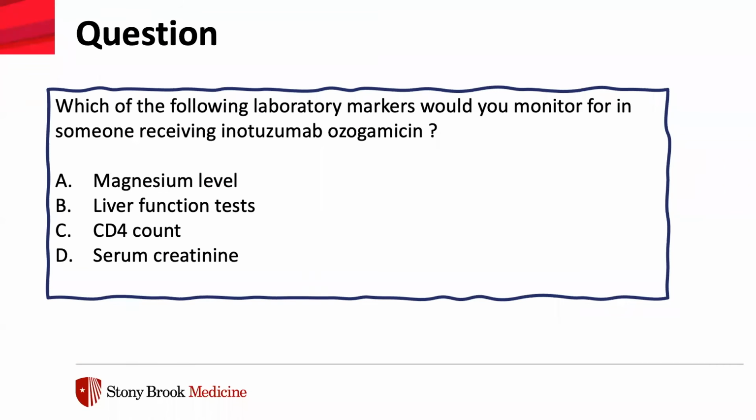So now for our next question, I have, which of the following laboratory markers would you monitor for in someone receiving inotuzumab ozogamicin? A, their magnesium level, B, liver function tests, C, CD4 count, or D, serum creatinine. Okay, so here the answer is B. We want to watch the patient's LFTs to help prevent or watch out for sinusoidal obstruction syndrome.